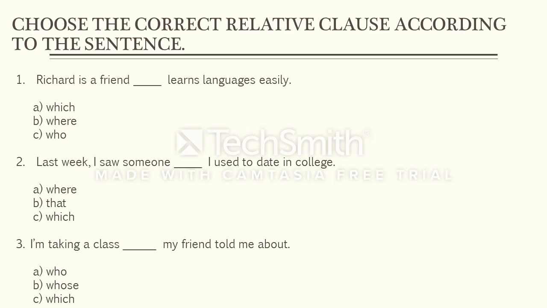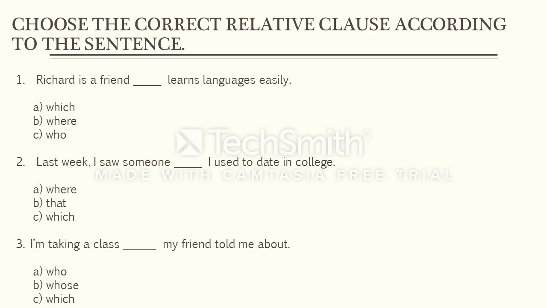Okay, number two would be: last week I saw someone I used to date in college. Which is correct here? Where, that, or which? Okay, so think about it, write the answer. Very good. Okay, then you have number three.